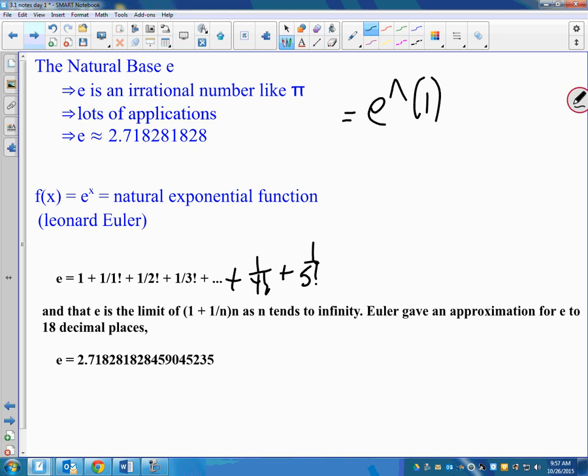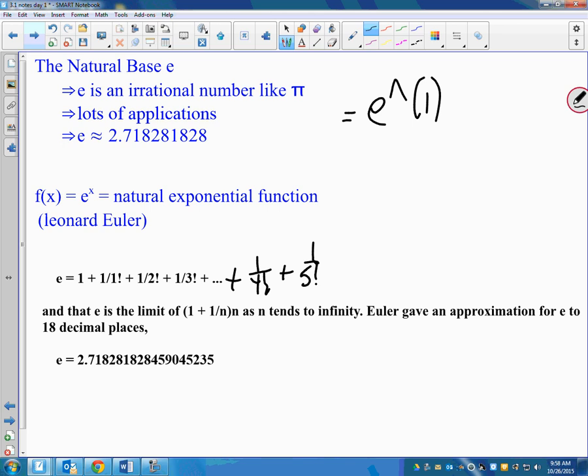And again, look at that word limit that's in there. They say that E is the limit of adding up this as it tends to infinity. And Euler, way back in like the 1400s, found E to approximation of 18 decimal places. That's without a calculator. That's without technology. Figure that out. So that's why he gets credit for the natural exponential function.